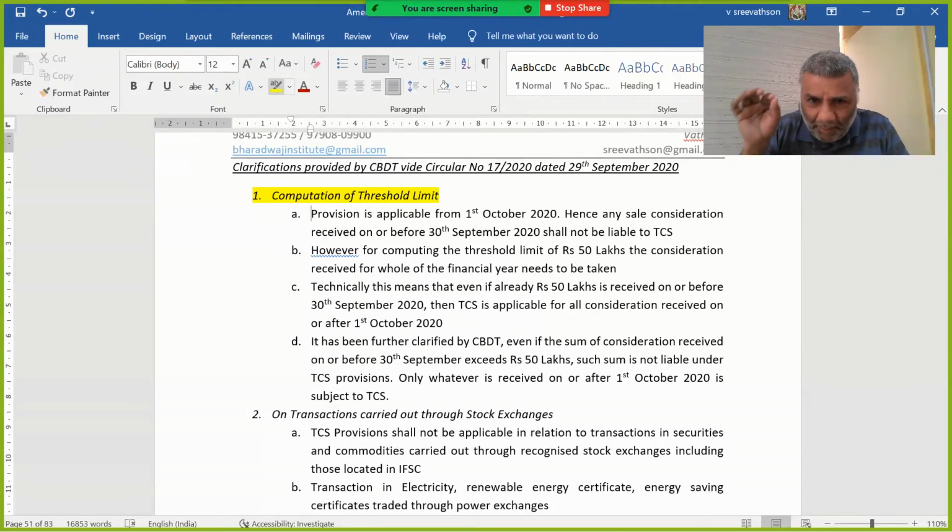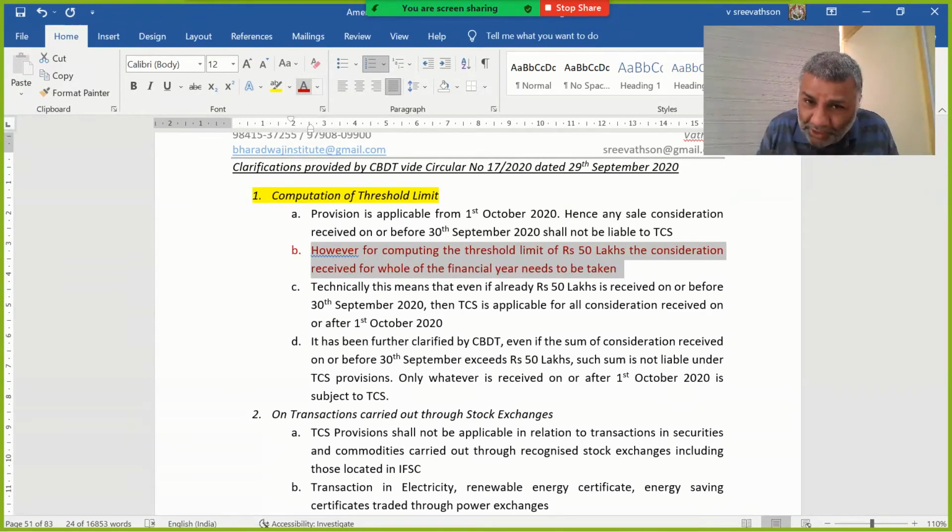Provision is applicable only from 1st October. That is, be it 194O or be it 206C(1H), sale of goods, the provision is applicable only from 1st October. Hence, any sale consideration received on or before 30th September, no TCS, no TDS. Okay, the provision is applicable only from 1st October. This is the key point.